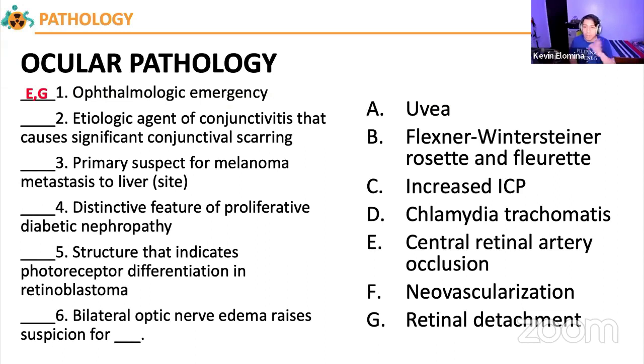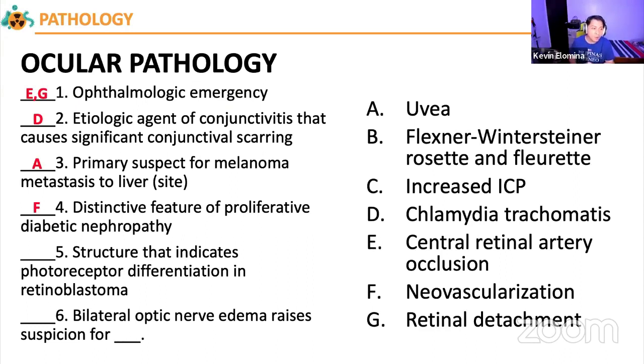Now, you know that most cases of conjunctivitis can resolve on its own, but what is something that's scary because it can lead to significant scarring? That is your chlamydia. And then, what is the feature of proliferative diabetic retinopathy? Is it your exudates or neovascularization? It's your neovascularization.